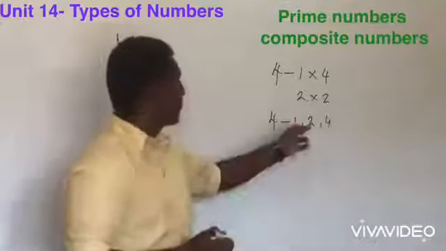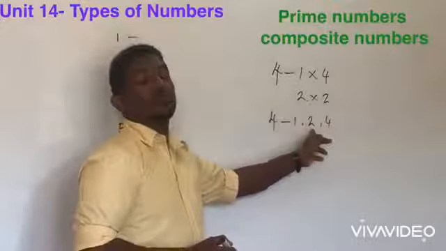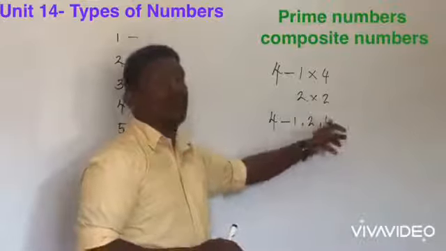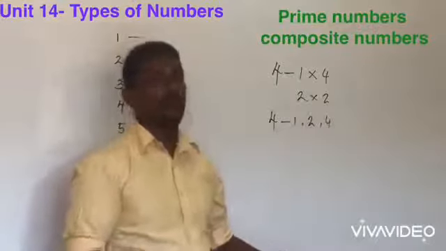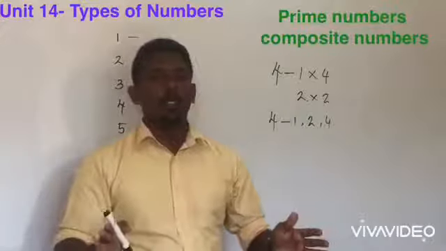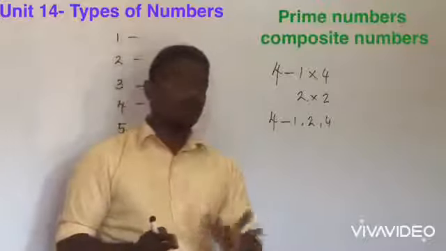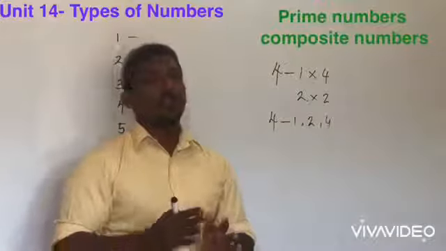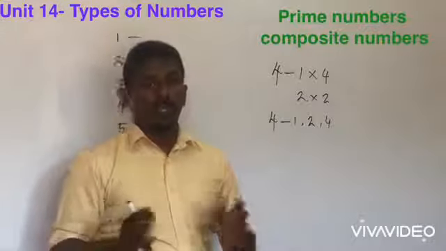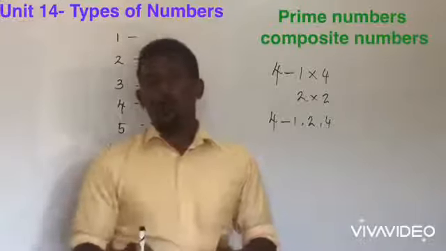By 1, 4 is divisible, and also by 2, 4 is divisible without remainder, and finally 4 is divisible by itself, by 4, right? Definitely, one and the same number are the factors of any number. That means any number can be divided by one and the same number without remainder. Therefore, one and the same number are factors of any number, right?